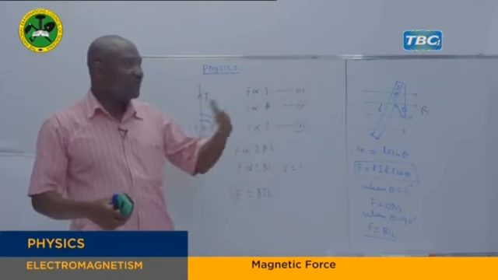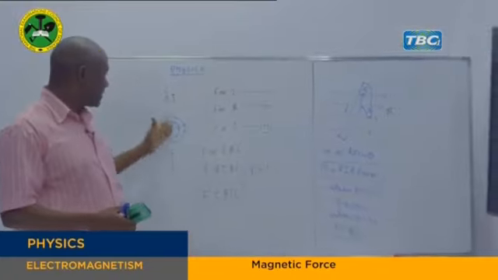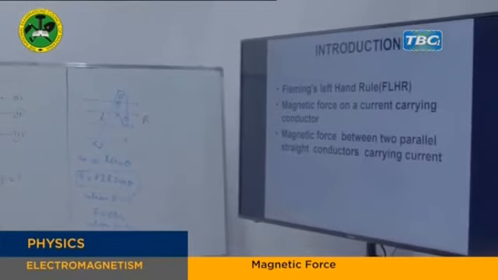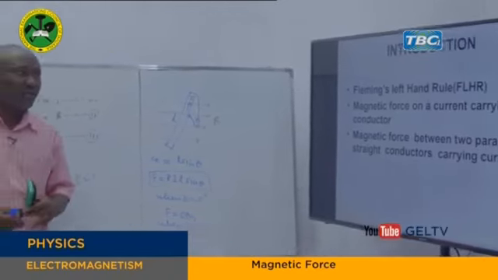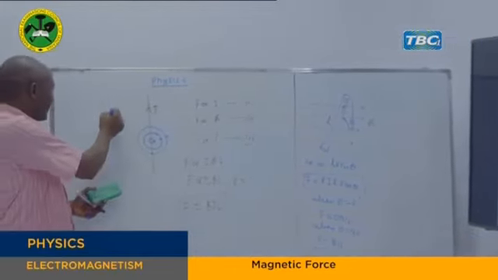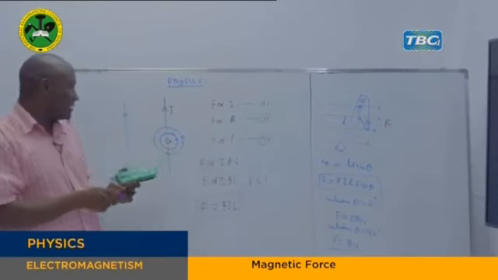So we know how to use Fleming's left-hand rule, and you know how to find the magnetic force on a current-carrying conductor. This is the magnetic force on a wire, a conductor which is carrying current. Now, suppose you have two parallel wires, as we said before, carrying current, either in the same direction or in opposite directions.